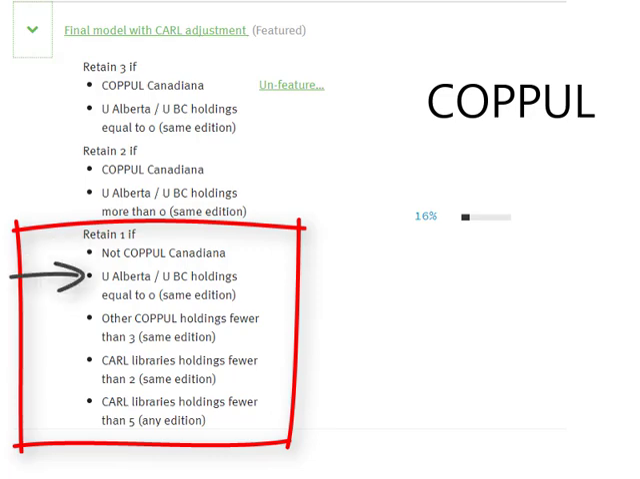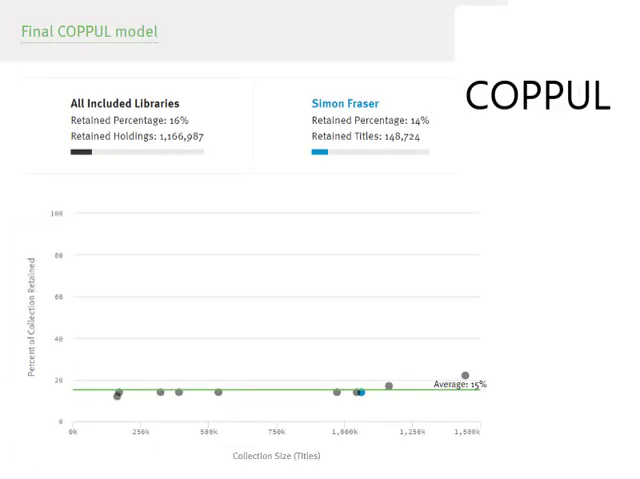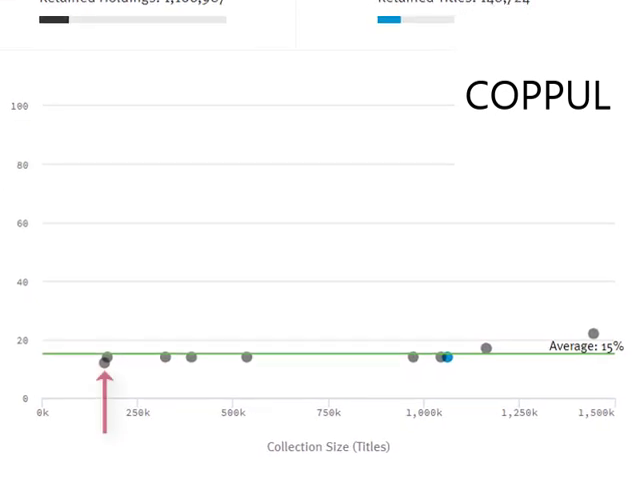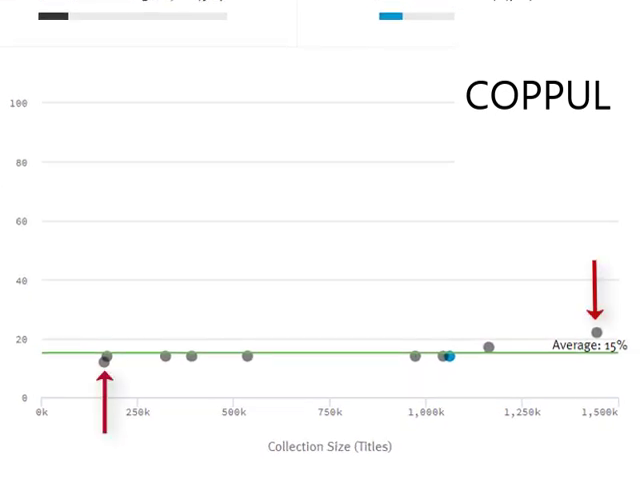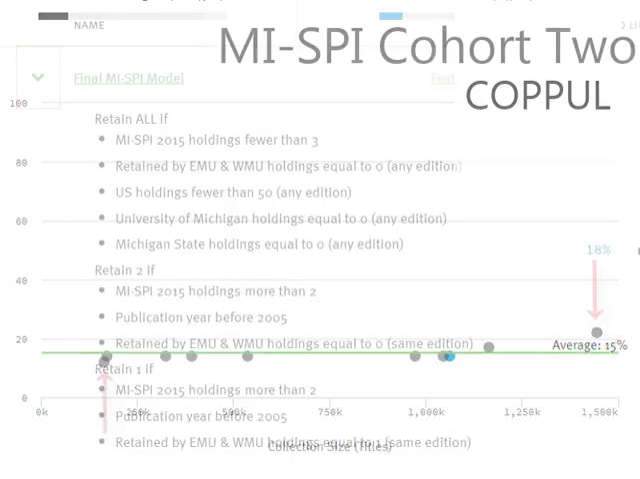The third rule says that the group will retain 1 copy of non-Canadiana if it's not held by U Alberta or UBC and held by fewer than 3 Copal non-participants, and the same edition is held by fewer than 2 Carl libraries, and any edition was held by fewer than 5 Carl libraries. As you can see, this model required participant libraries to retain between 13 and 21% of their print monographs.